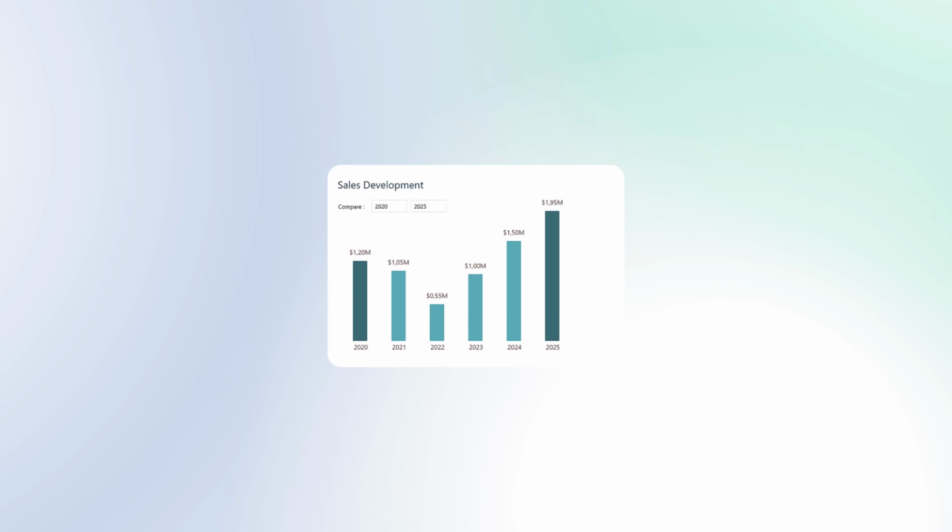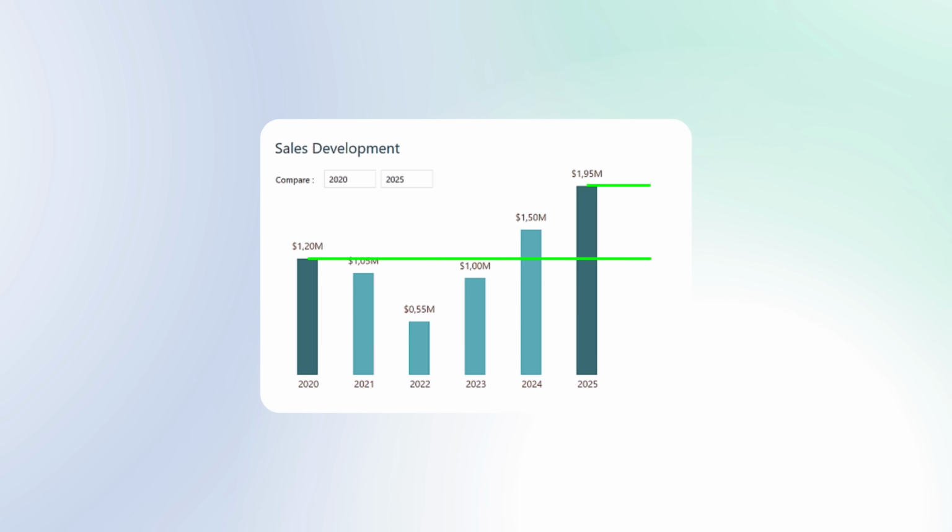Now, the next thing that we need to do is draw 2 horizontal lines, one that goes from the starting year all the way to the right, and one from the ending year to the right, where we have that extra space.